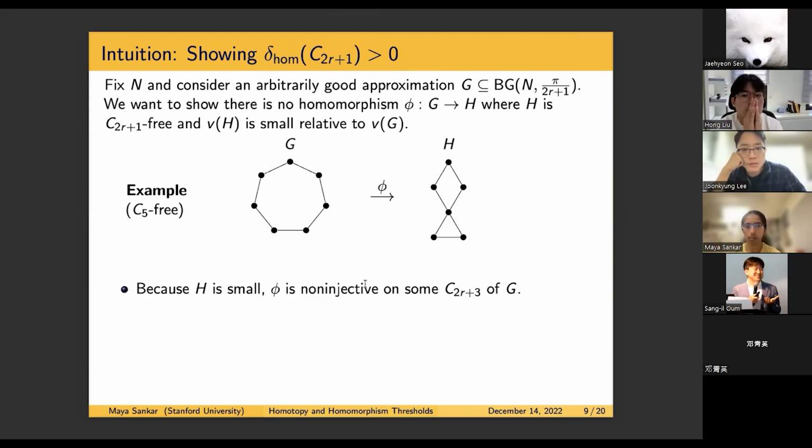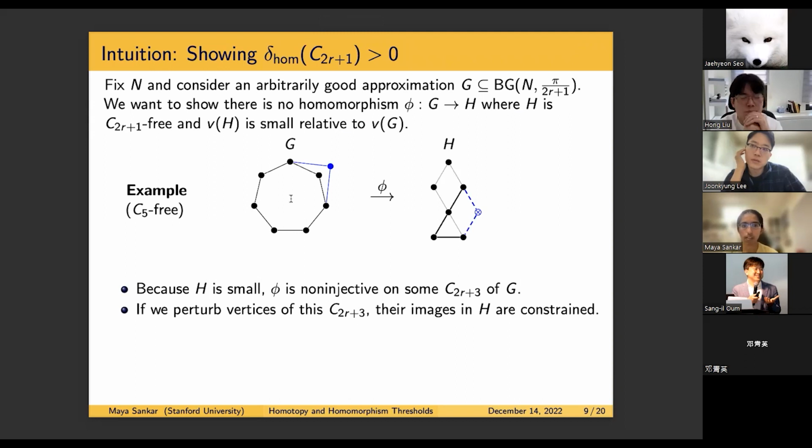So in particular, because H is small relative to G, and G has so many odd cycles of size 2r+3, one of those odd cycles is going to be non-injective under phi. Two of its vertices are going to get mapped to the same vertex in H. So in the C5-free example, G has a lot of C7s. And so because H is very small relative to G, one of those C7s is going to be mapped non-injectively.